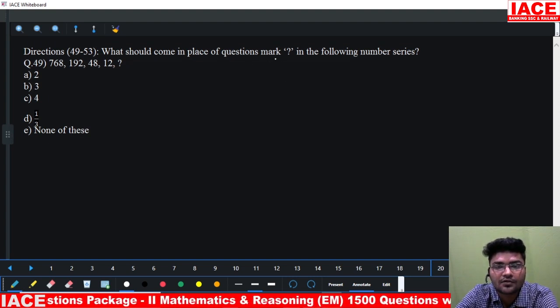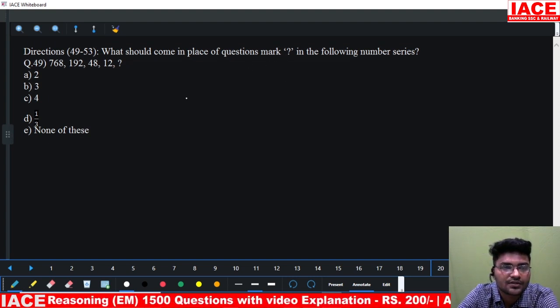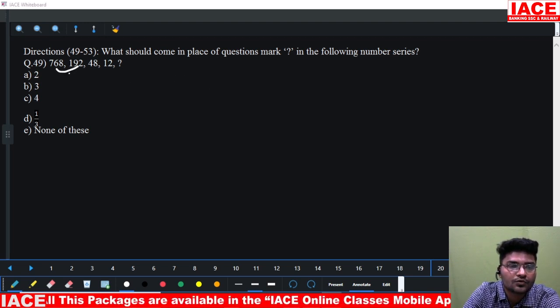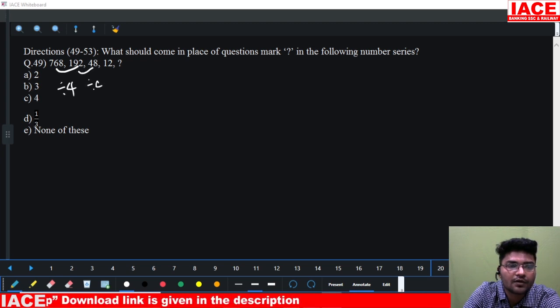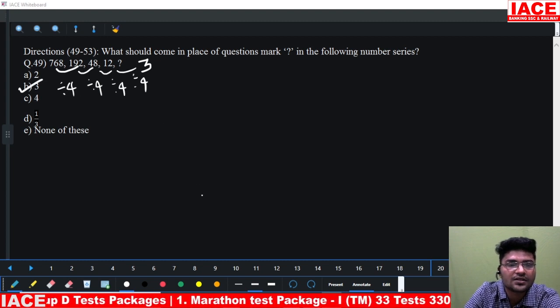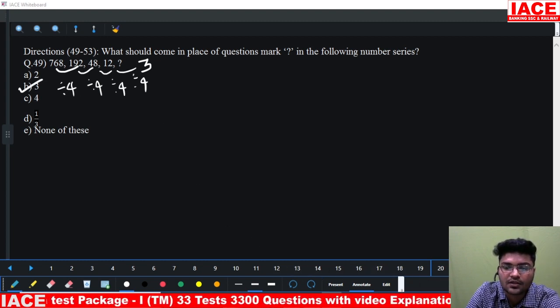What should come in place of the question mark? So the missing number series. 768 to 192, this is divided by 4. 192 to 48, divided by 4. 48 to 12, divided by 4. So 12 divided by 4 will be 3. So option B is the correct answer.